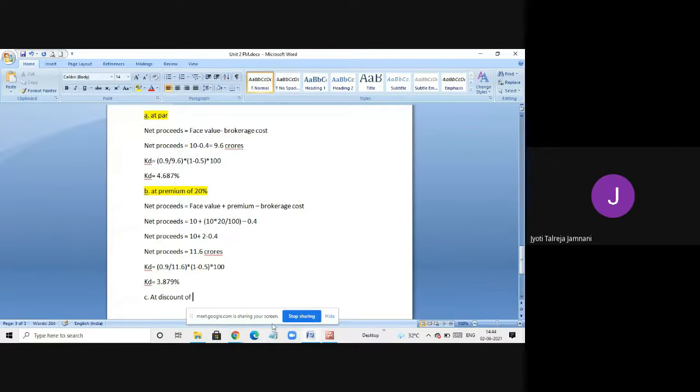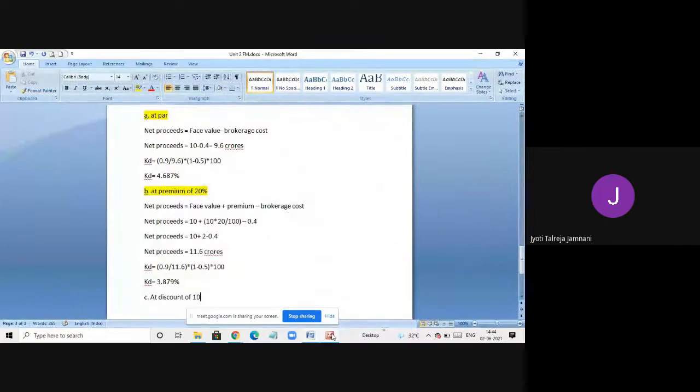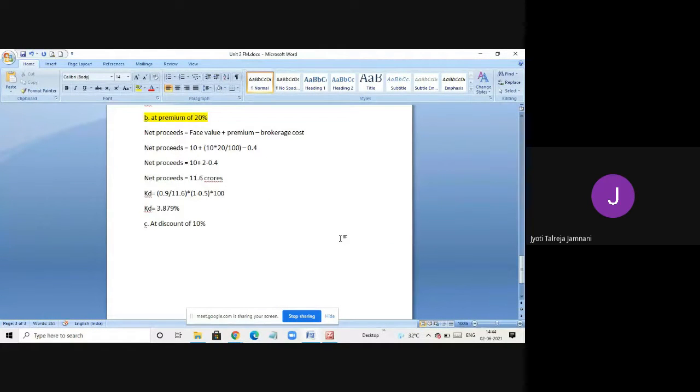of 10%. Net proceeds is equal to face value minus discount minus brokerage cost.